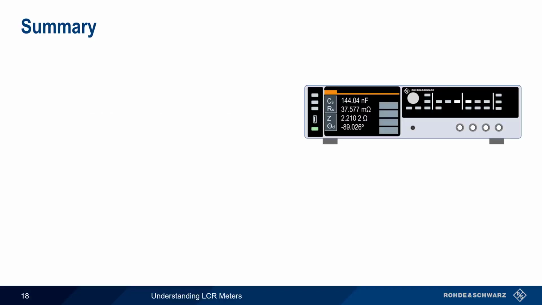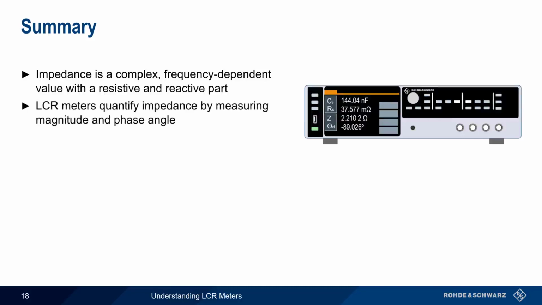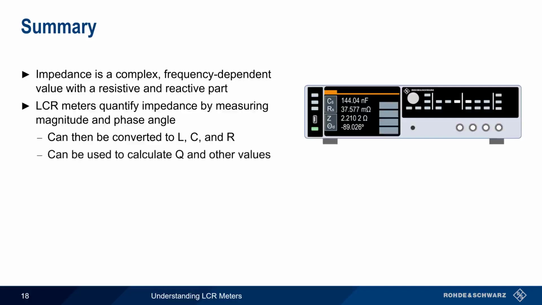Let's end with a brief summary. Impedance is a complex frequency-dependent value consisting of a resistive or real part and/or a reactive or imaginary part. LCR meters quantify this complex impedance by measuring the magnitude of the voltage and current and the phase angle between them. These impedances can then be easily converted into the basic quantities of inductance, capacitance, and resistance, as well as into other useful parameters, such as the quality factor Q.